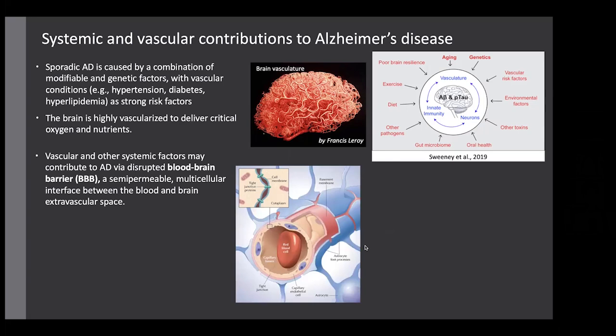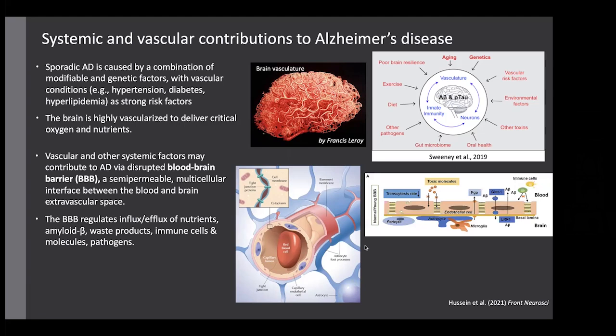So one pathway by which vascular or other systemic risk factors could influence the brain is by disrupting something called the blood-brain barrier. And the brain is really unique in that it's the only organ to have this property, which is a multicellular interface between the blood vessels and the surrounding brain tissue. And the blood-brain barrier is really critical because it tightly regulates the influx and the efflux of things like nutrients, amyloid beta or other waste products, immune cells, pathogens, toxins, stuff like that.